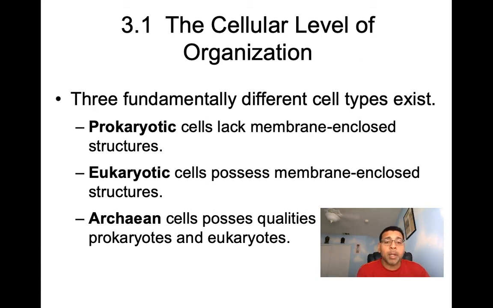And the second type are eukaryotic cells. Eukaryotic cells actually possess membrane enclosed structures. Not only will we go through those structures, but we're also going to see what they are all doing for the cell and eventually for the whole body. Next, archaean cells possess qualities of both prokaryotes and eukaryotes. So you can think of them as cells that have qualities of both prokaryotes and eukaryotes, kind of like a mix.